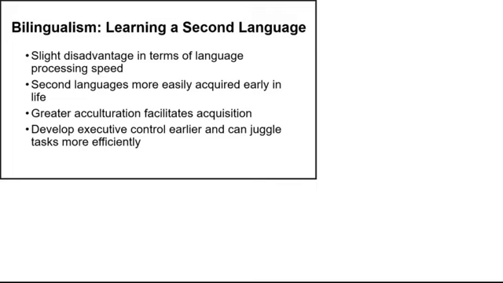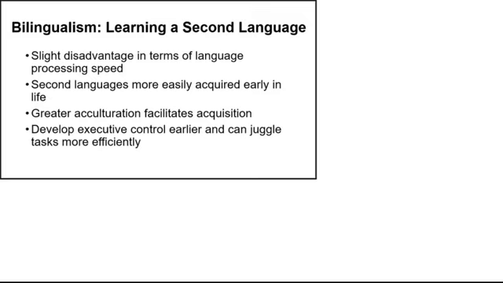But we can also say that there's a little bit of a disadvantage in terms of language processing speed for those who are bilingual. And again, this is probably because part of their cognitive power is tied up in inhibiting those irrelevant words and phrases and processes.